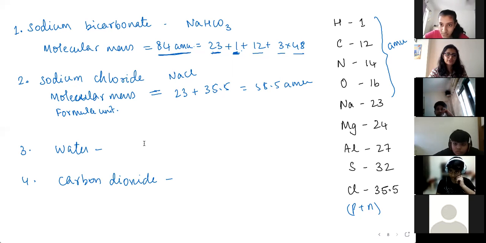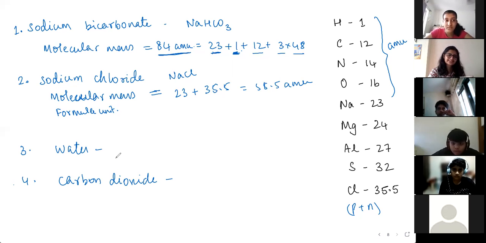Swayam, is that for water or carbon dioxide? Sujal, Aryan, yes. Ashka got it for both. Nice, well done. Quick.